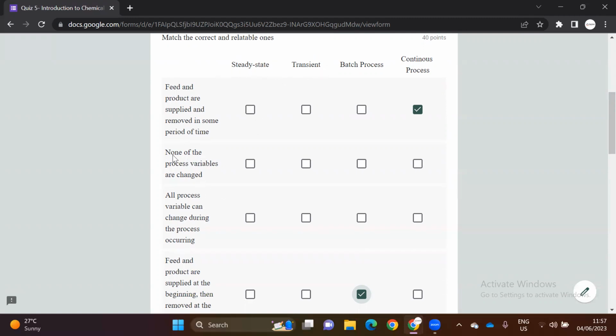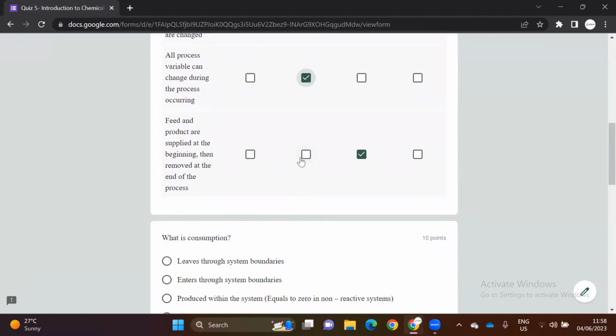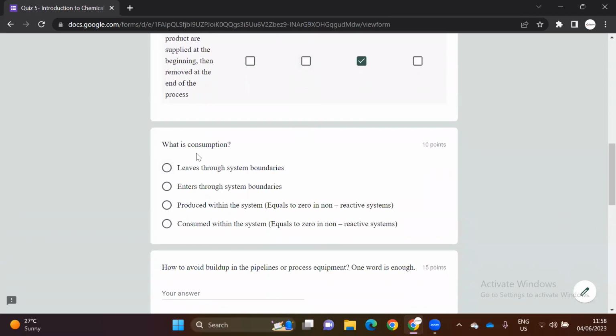So let's see, none of the process variables are changed. It means this is steady state. But if all process variables can change during the process occurring, this is transient or unsteady state. Next one.